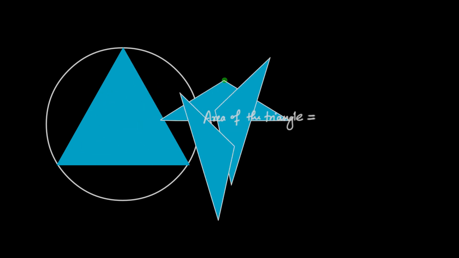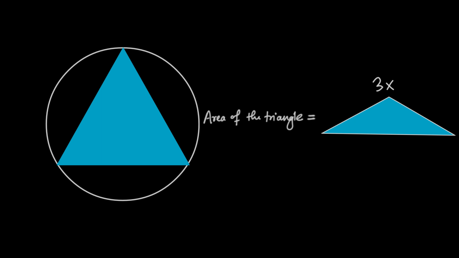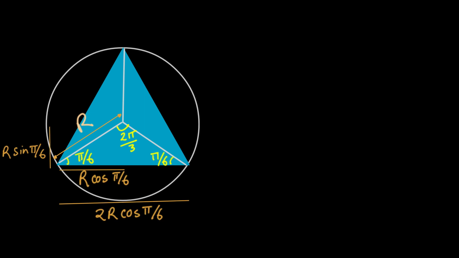Suppose you want to find the area of this circle. We know this area is pi r square. But let's fit a triangle of equal sides in this circle. Area of the triangle is 3 times the area of this tiny triangle. This angle is 2 pi by 3. So this angle will be pi by 6 because the sum of the interior angle of this tiny triangle must be pi.